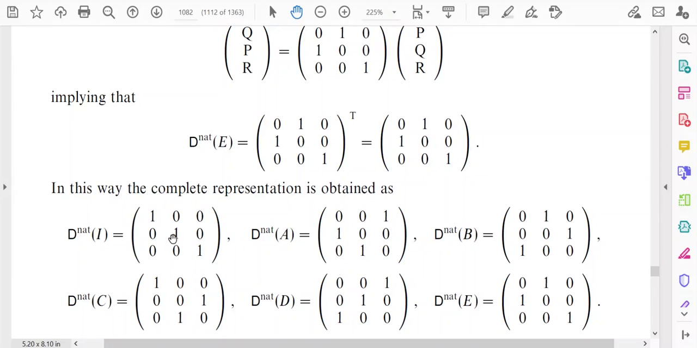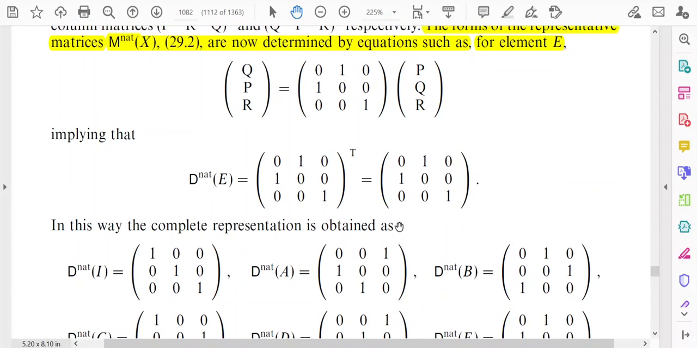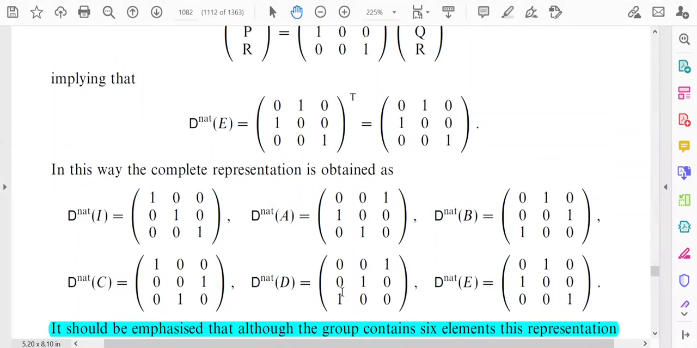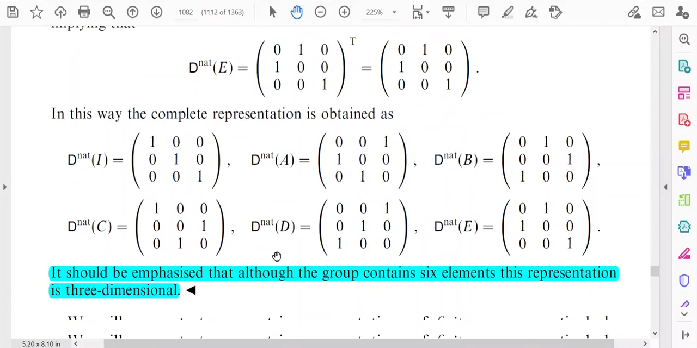For example, diagonal elements will be 1 and all other elements will be 0. Then E we have just obtained here, and all other matrices can be found by proceeding in the same type of approach. We can find all other matrices. For example, DA is this one, DB is this one, DC is this one, and DD is this one. So we have obtained all 6 representative matrices.